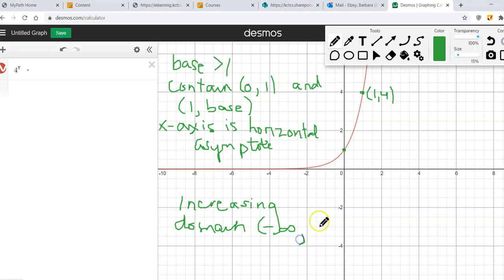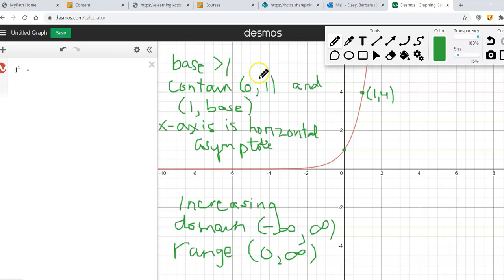All real numbers. The range, on the other hand, you'll notice that it's never beneath the x-axis. So the range, and it never really gets to the x-axis, even though it looks like it is here in the picture. So the range is 0 to infinity. You just can't draw it real close without it appearing to be on top of the x-axis. But it's 0 to infinity.